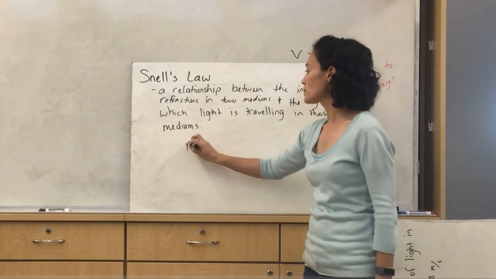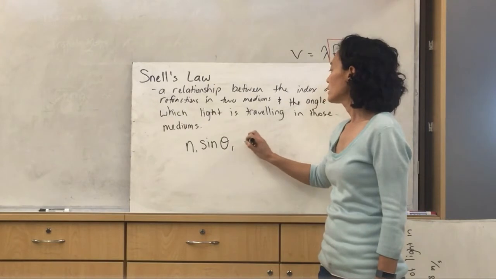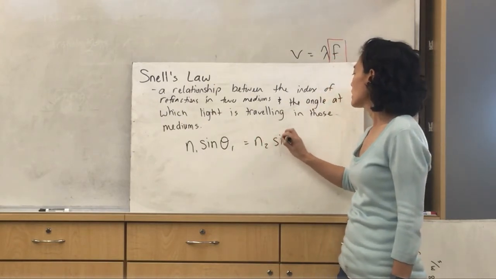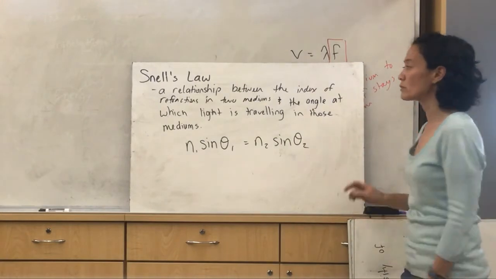So the relationship is n1 sine theta 1 equals n2 sine theta 2. That is Snell's Law. Whenever we do Snell's Law, we're in degree mode.